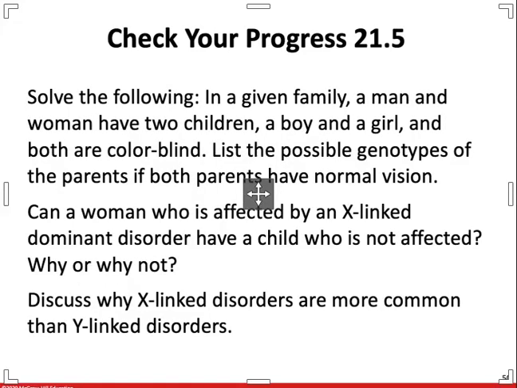So after this section, you should be able to solve problems like the following. In a given family, a man and woman have 2 children, a boy and a girl. Both are colorblind. List the possible genotypes of the parents if both parents have normal vision. And then also, can a woman who is affected by an X-linked dominant disorder have a child who is not affected by an X-linked dominant disorder? Why or why not? And then you should also be able to discuss why X-linked disorders are much more common than Y-linked disorders.